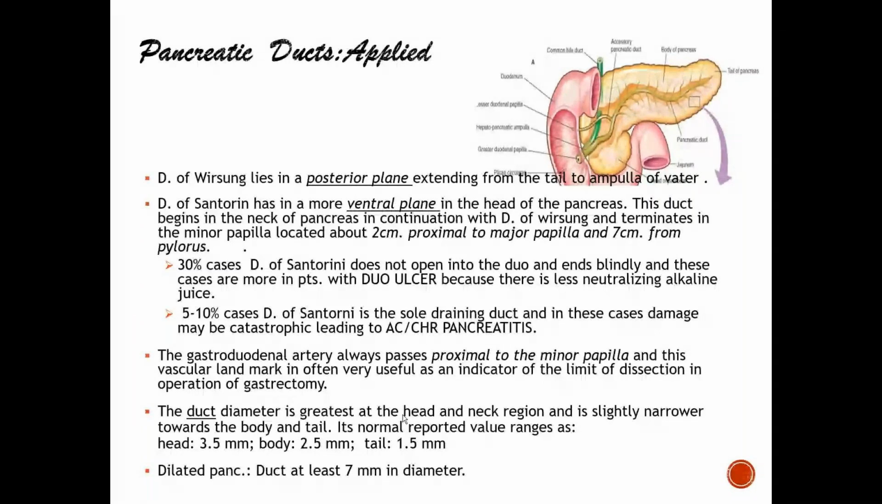Now, if you look at an overview, the duct of Wirsung, because the distal part is coming from behind, is always in a posterior plane extending from the tail to the ampulla of Vater. The duct of Santorini, because it arises from the dorsal bud, which is lying anteriorly here, would be in a more anterior plane, right?